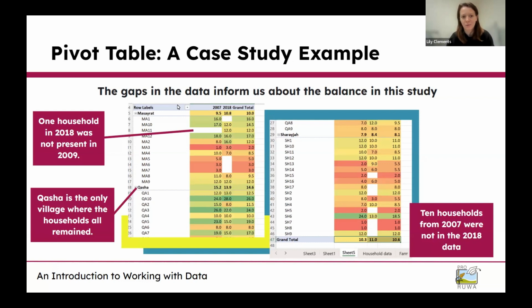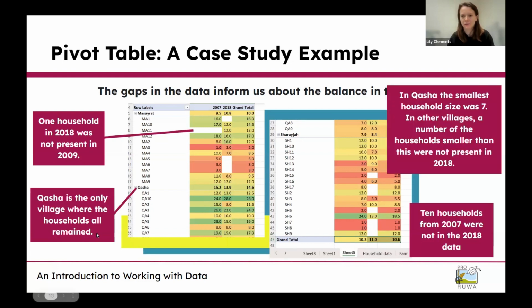For example, MA1, where we have a blank for 2018, but we have a value for 2007, and so forth for a few other households. So I think the interesting point here is that Keisha is the only village where all households remained. In Keisha, the smallest household size was 7. In other villages, a number of the households smaller than this were not present in 2018.